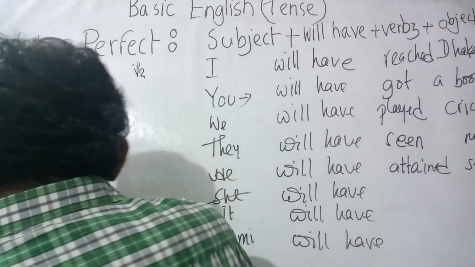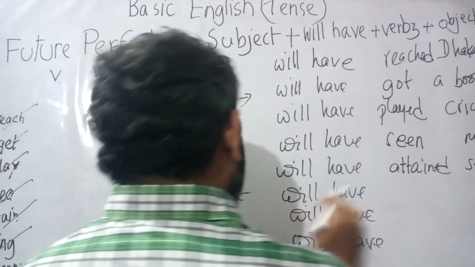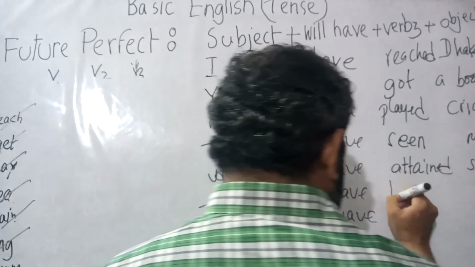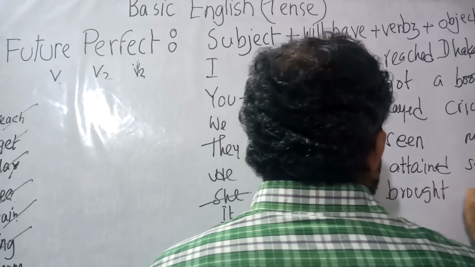Now let us consider the verb bring. The verb 3 form of the word bring will be brought. She will have brought. She will have brought a cow.